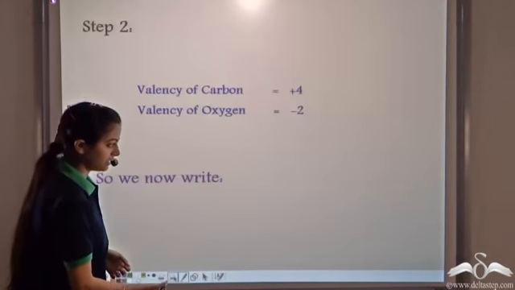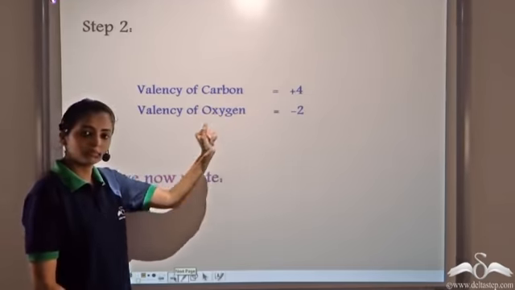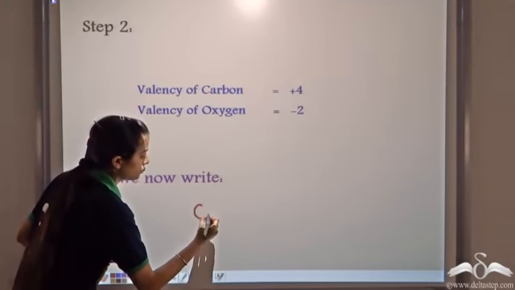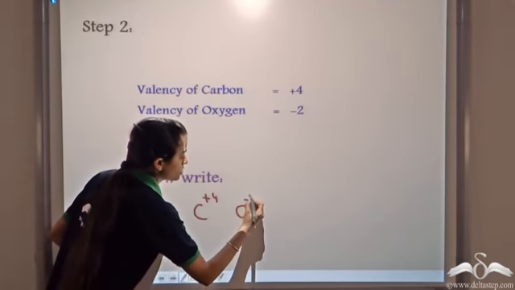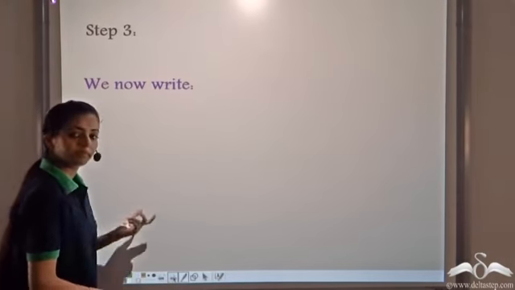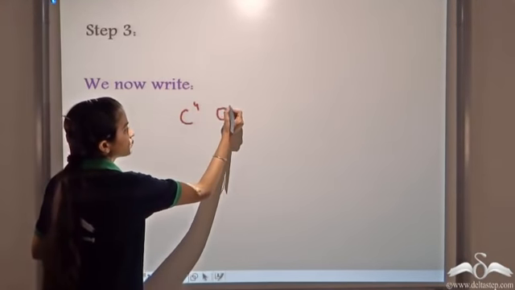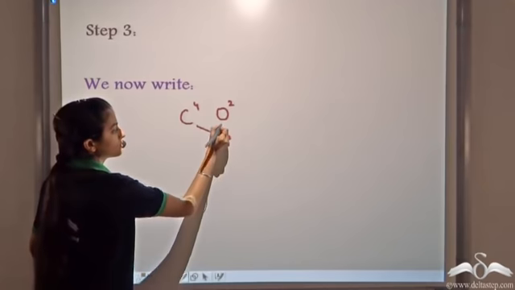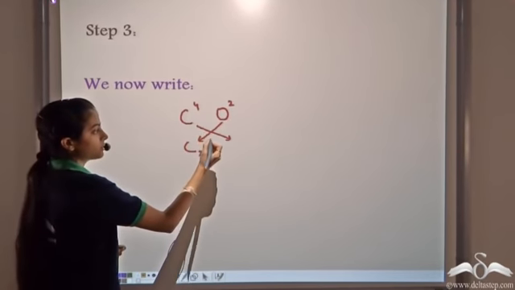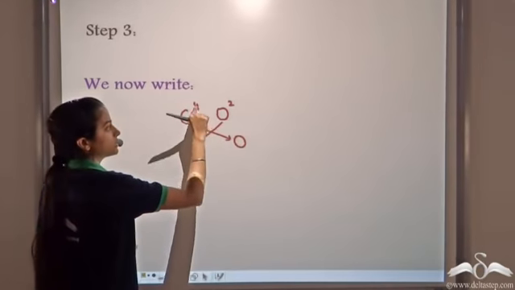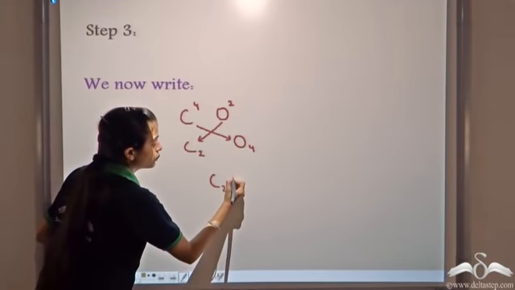So now we write their valencies. The valency of carbon is +4. The valency of oxygen is -2. So we get carbon +4, oxygen -2. Now when we interchange the valencies, this superscript becomes the subscript and this superscript becomes the subscript. So we get C2O4.